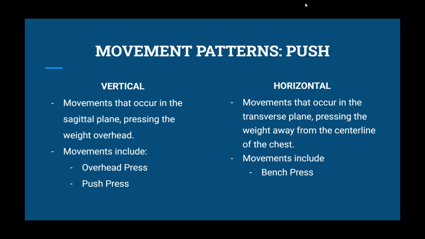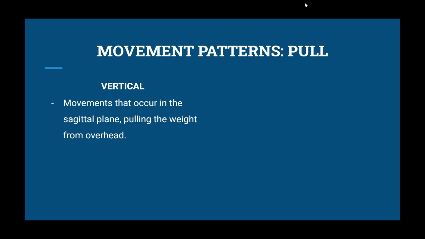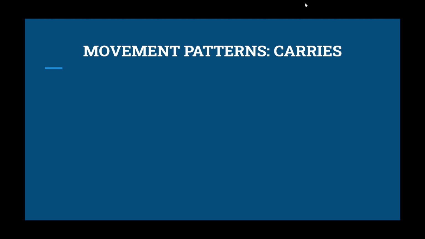So these include bench pressing, push-ups, etc. When we look at pull movement patterns, we have again our vertical pulls. So these are movements occurring on the sagittal plane, pulling the weight from overhead, including pull-ups, pull-downs, etc. And we have horizontal pull patterns, which are occurring in the transverse plane, where we are pulling the weight toward the center line of the chest or just towards ourselves. These include any kind of row variations.